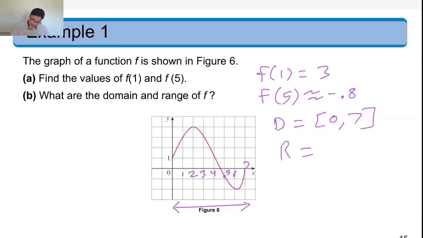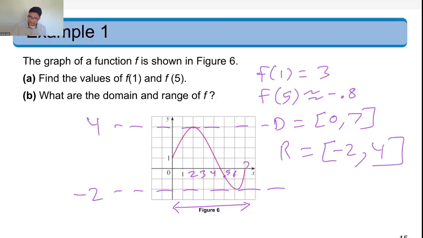And the range are the y values here to here. You have to write the smaller value first. Okay, the lower value is negative 2, and the upper value you can see 1, 2, 3, 4. Negative 2 to 4.